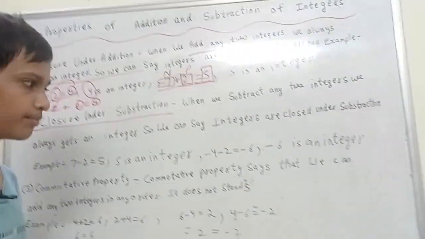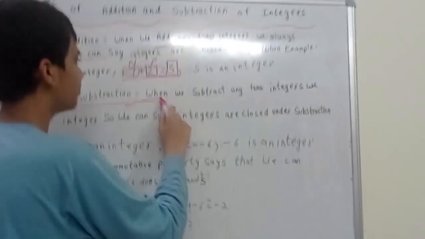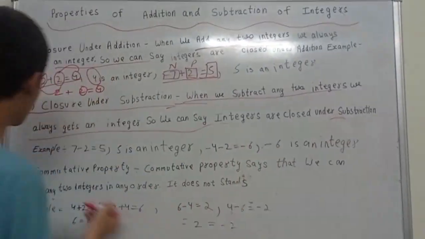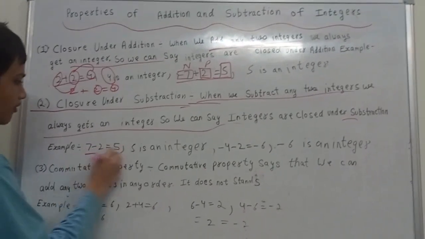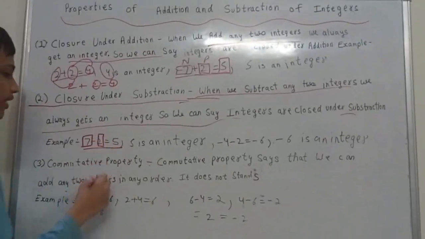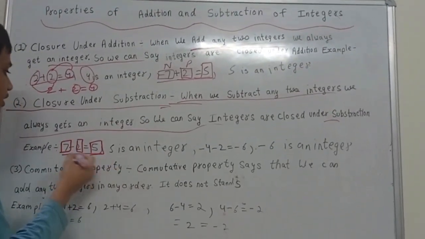Like addition, integers are also closed under subtraction. So, for example, when we subtract any two integers, we always get an integer. So we can say that integers are closed under subtraction. For example, 7 minus 2 is equal to 5, where 7 and 2 are two integers, and when we subtract them, we also get an integer 5, which is a positive integer.